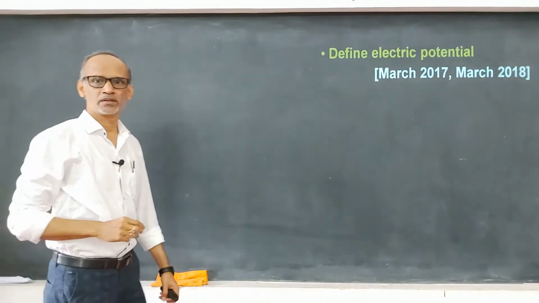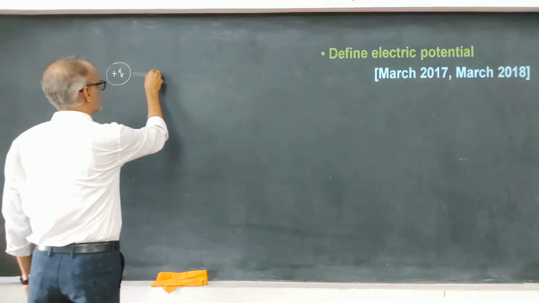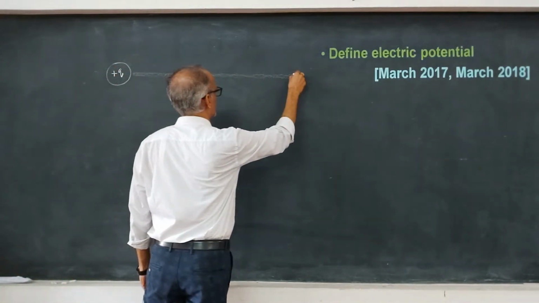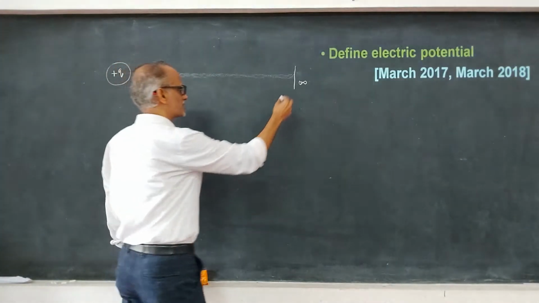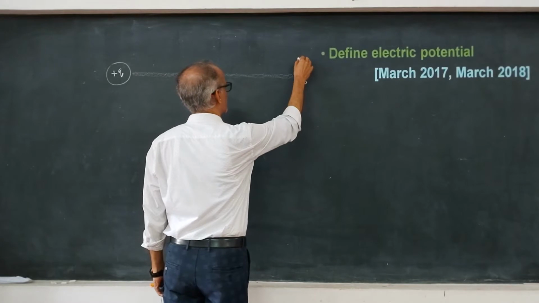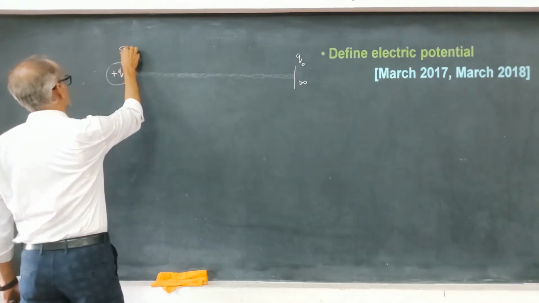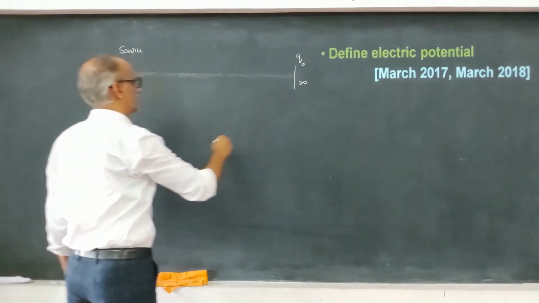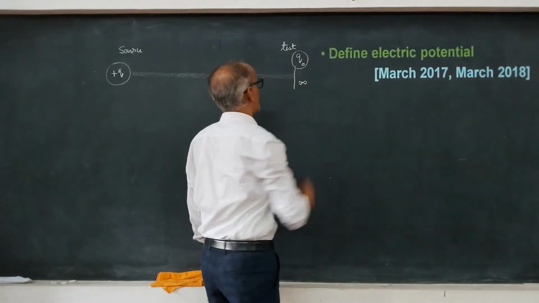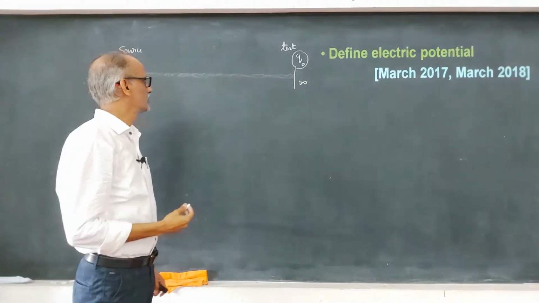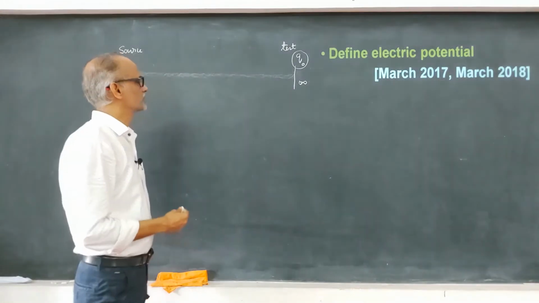plus Q, which I call a source of charge, a source of electric field. It produces an electric field and is extended till infinity. And from this infinity, if I take a test charge Q naught, so this is the source of charge which produces the electric field, this is the test charge which is used to measure the existence of the electric field. It is also used to measure the electric potential.